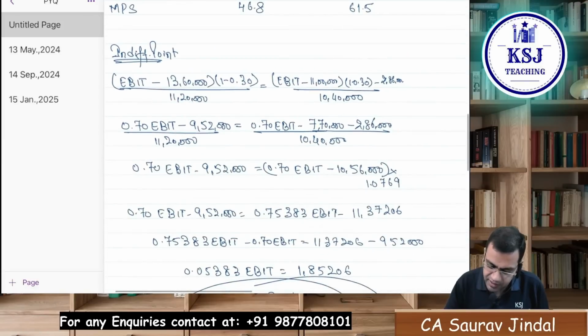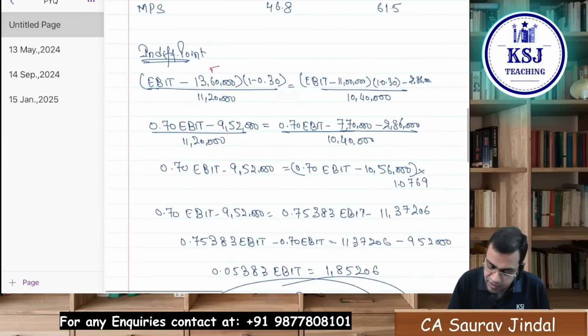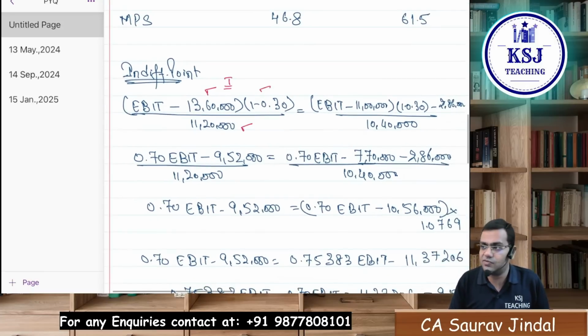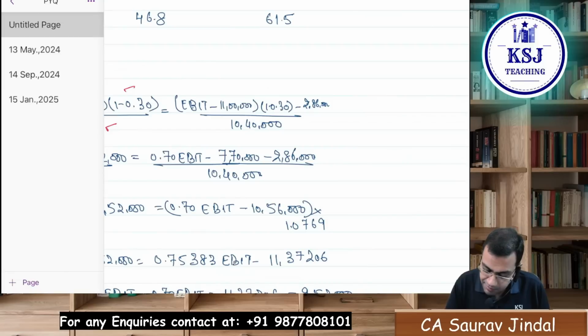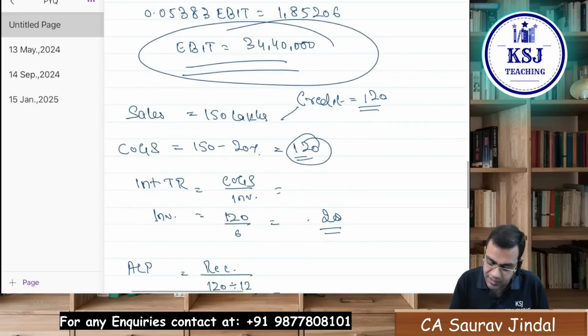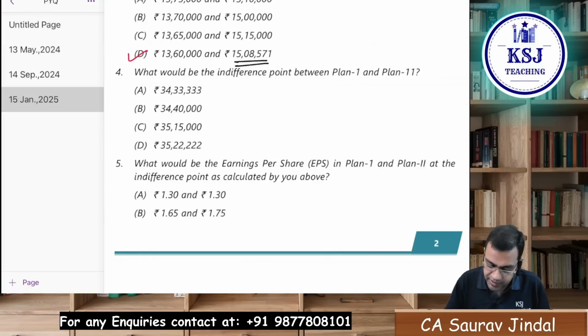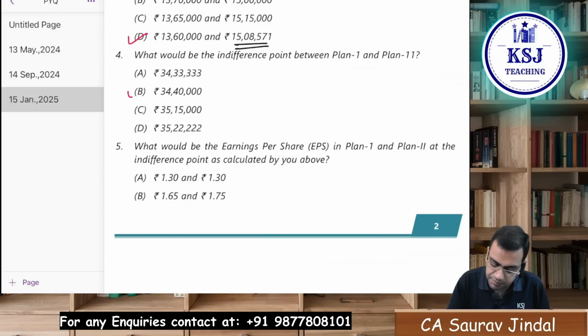Indifference point where EBIT minus interest into 1 minus tax divided by number of shares. This is for plan 1. This will give you the EPS for plan 1. Here EBIT minus 11 lakh into 1 minus 3 minus preference dividend divided by number of shares. So if you solve this, you will get the EBIT of 34 lakh 40,000. So we have the option number B, 34 lakh 40,000.